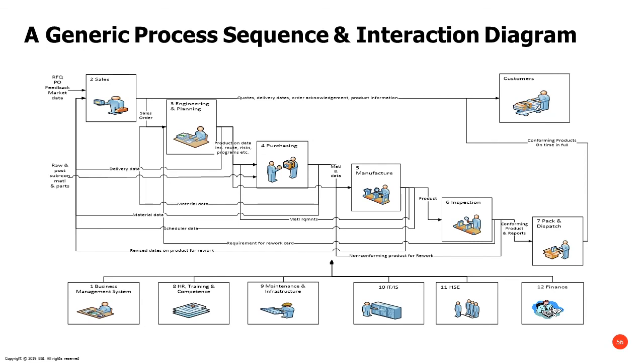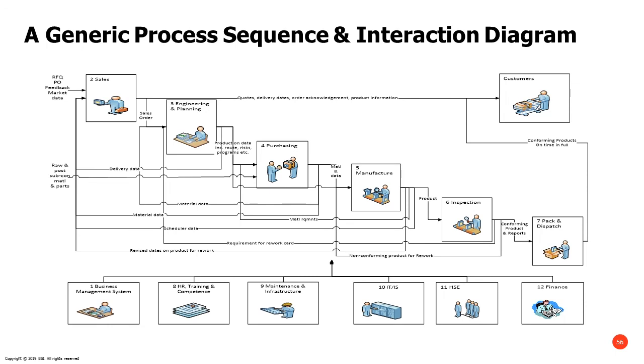The outputs of that, product data, root cards, risks, programs, etc., go into purchasing, but in parallel they go into manufacture. So purchasing gets all the engineering information, which would be the BOM, the materials, the lead times, that kind of stuff. They have to acquire the material. The material data, so that's going to be mill certs, comes out and goes into box 5, manufacture.